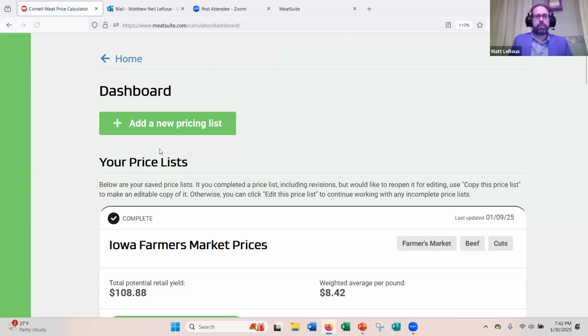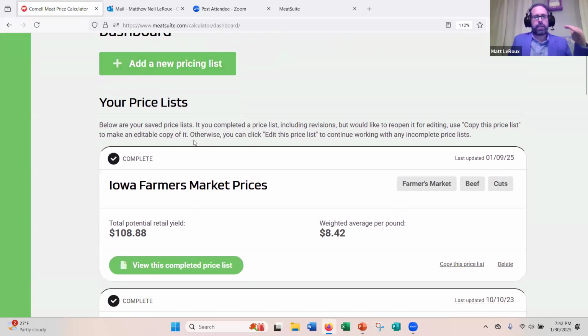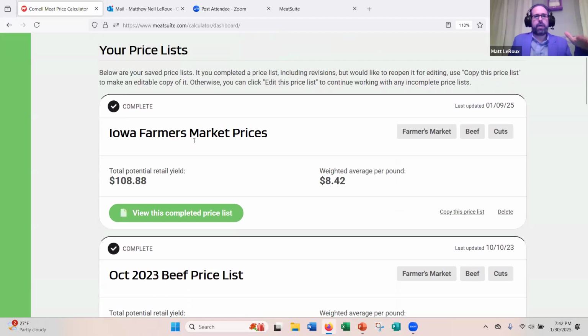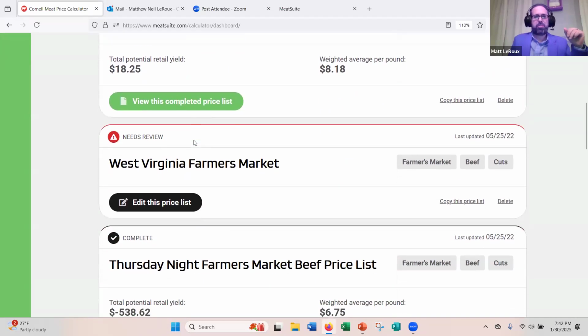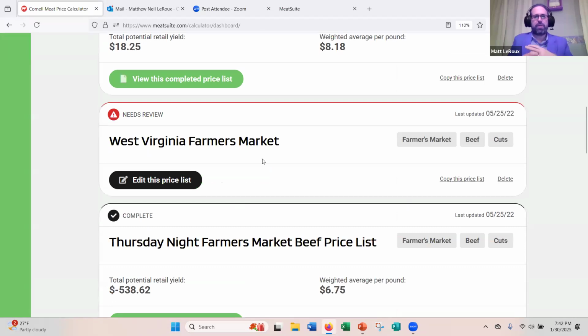All right, now I'm going to go to my dashboard. When you have an account, with this green box, you can start a new pricing list, and then all the pricing lists that you've created are going to appear here. So you can see all the ones I've done. Mine are all demonstration prices, but I've set up a demo for tonight.